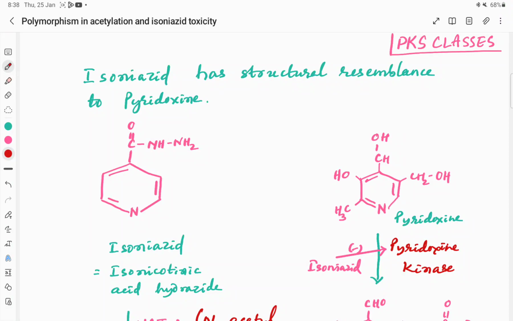Today we are going to discuss the metabolism of isoniazid and the polymorphism associated with isoniazid metabolism, and how it leads to isoniazid toxicity. So this is the structure of isoniazid. We call it isonicotinic acid hydrazide. In short, we say isoniazid.